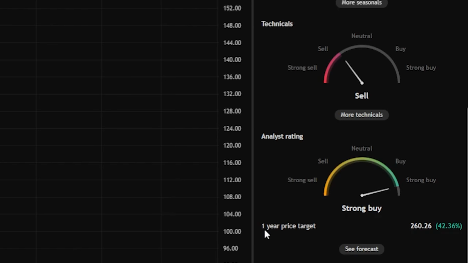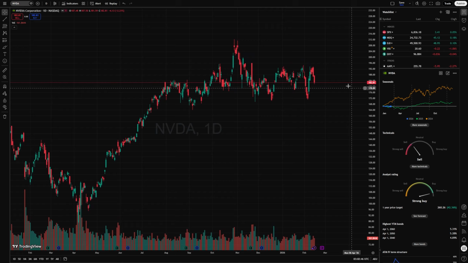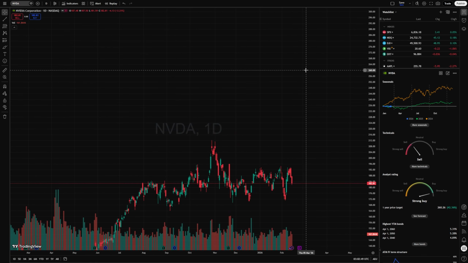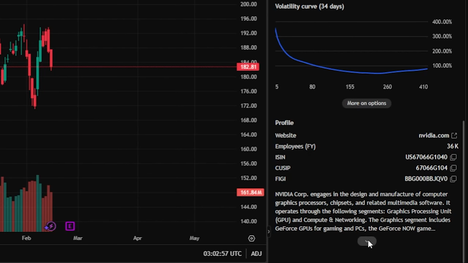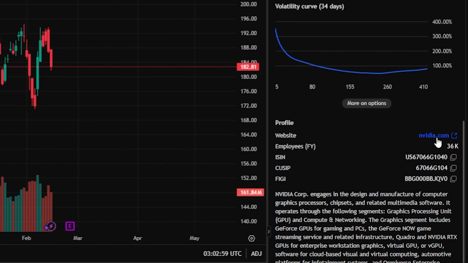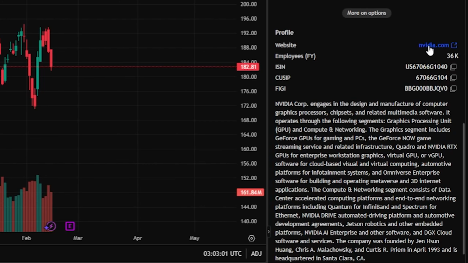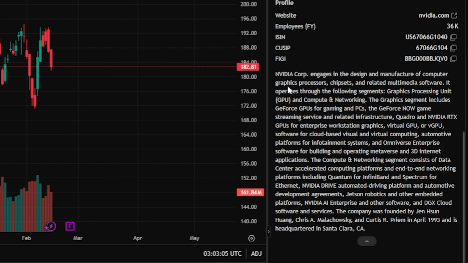So Nvidia's 1-year price target is 260. So when price reaches 260 all the way up here, you can expect a bit of a sell-off after that. And you have its full profile, where it links their website and a description of what exactly they do.